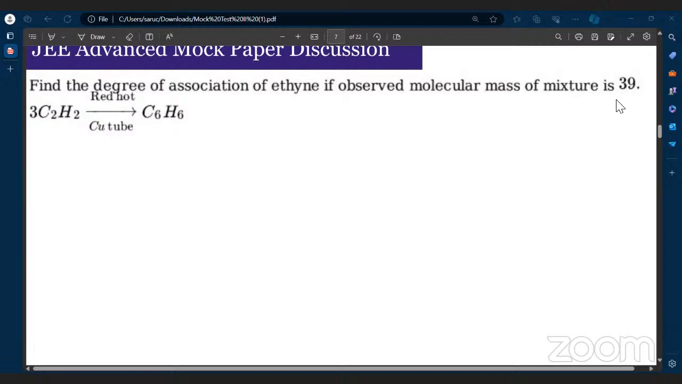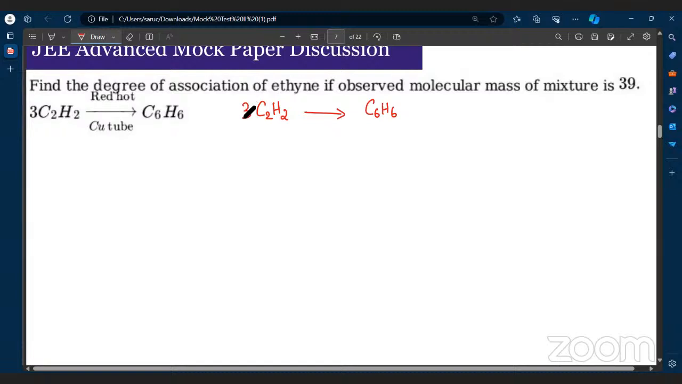For this, you have to find out the Van't Hoff factor. If you know the Van't Hoff factor, then you can find the degree of association. So now I'll write the equation. C2H2 gives C6H6. So how many C2H2?